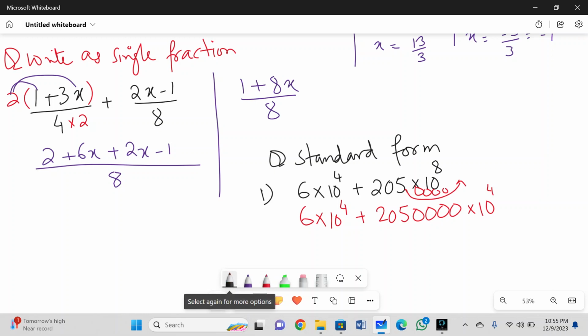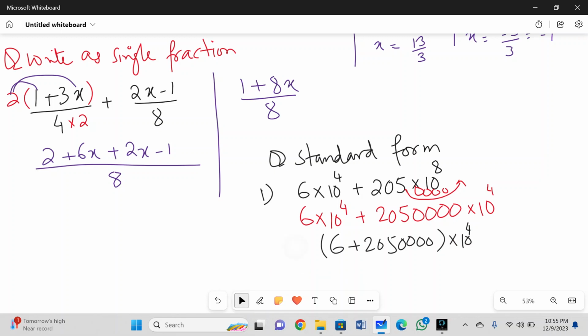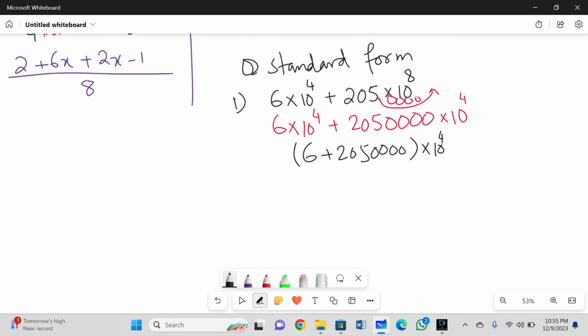So now we have the same powers. The power could be taken as common: 6 plus 205 followed by 4 zeros, into 10 power 4. Now add the two coefficients that are written inside the bracket. So you will get 2050006 into 10 power 4.